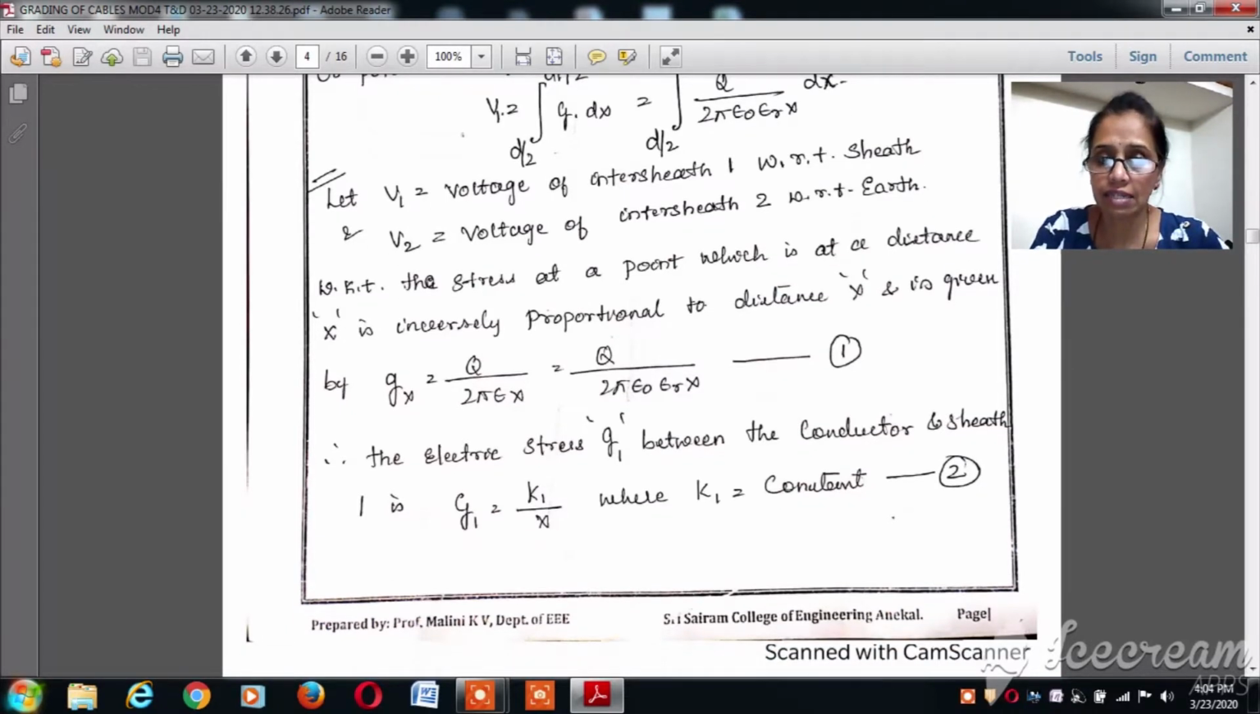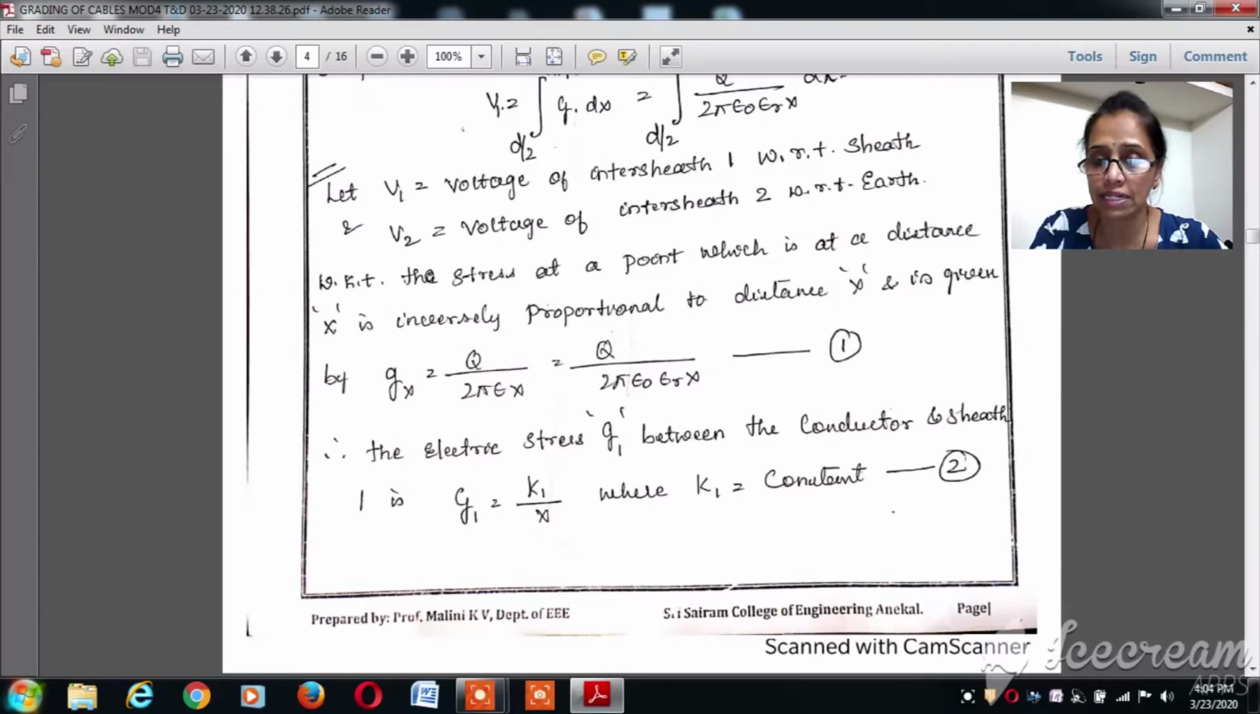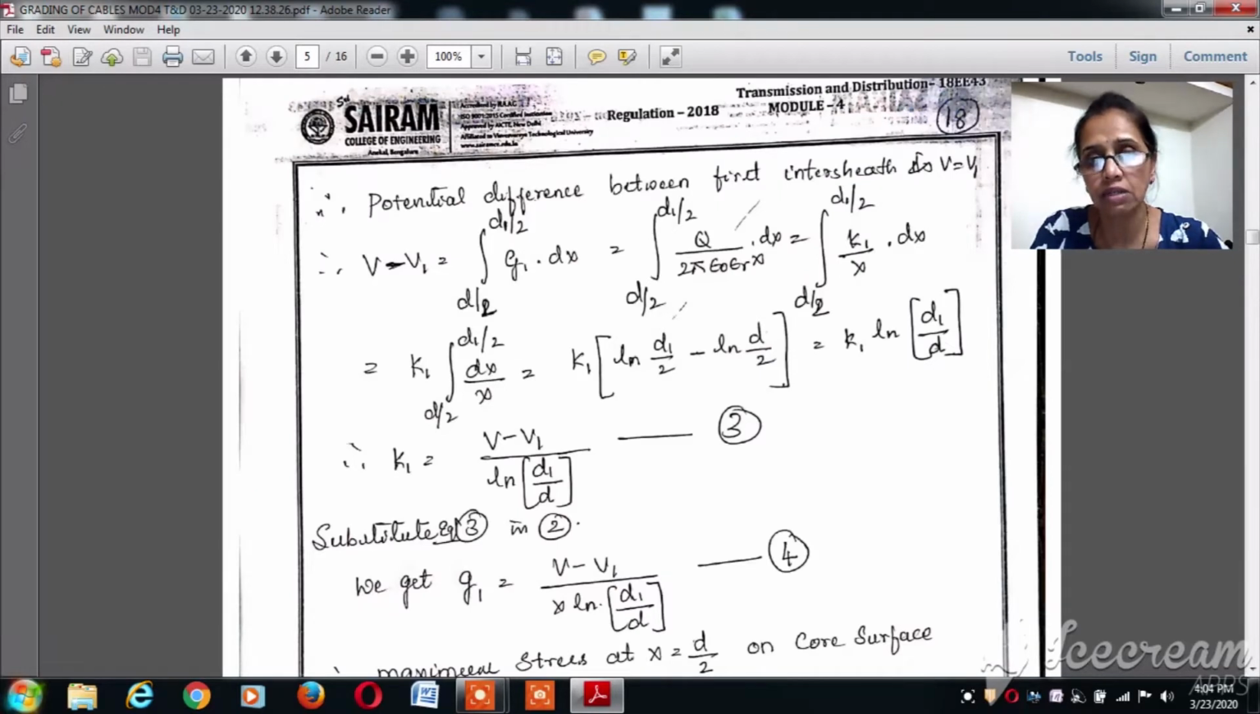The electric stress G1 between the conductor and the sheath 1 is going to be G1 is equal to K1 divided by x. K1 is nothing but a constant. We are going to treat it as a constant throughout the derivation.